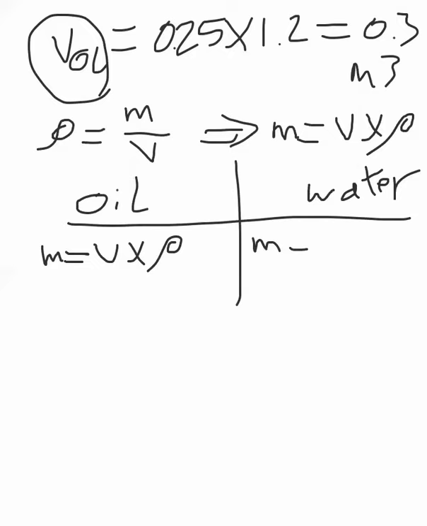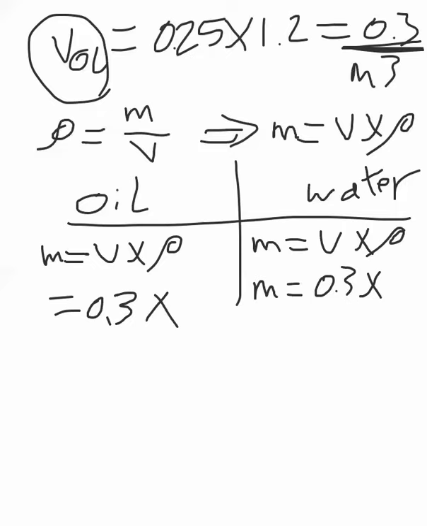The volume is the same, which is 0.3. Multiply the density, one time we will use the oil, one time we will use the air. Sorry, the air is not water. Okay, for the oil, the density is 780, and this is given. For the air, it is 1.3.